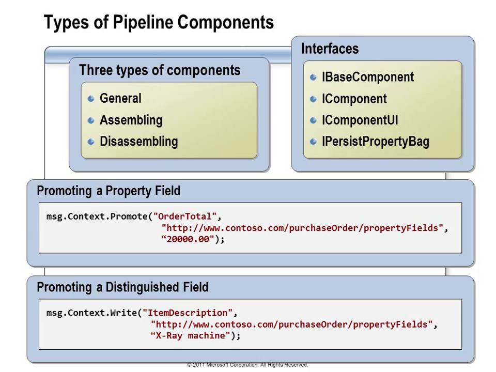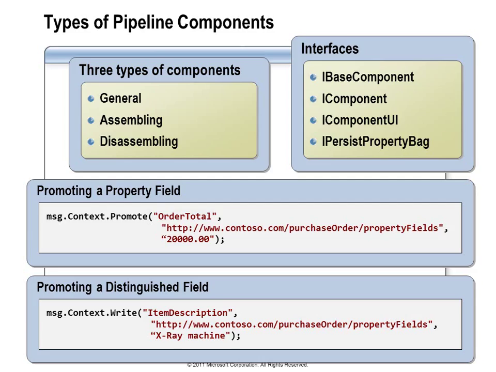There is one other interface that isn't listed here, but it's required only for disassembler components, and that is the IProbeMessage interface that allows a disassembler component to inspect a message to determine whether or not it can process it. Now, it is possible to modify a message within a pipeline component, but you really need to handle messages with care. After all, BizTalk generally considers messages to be immutable.